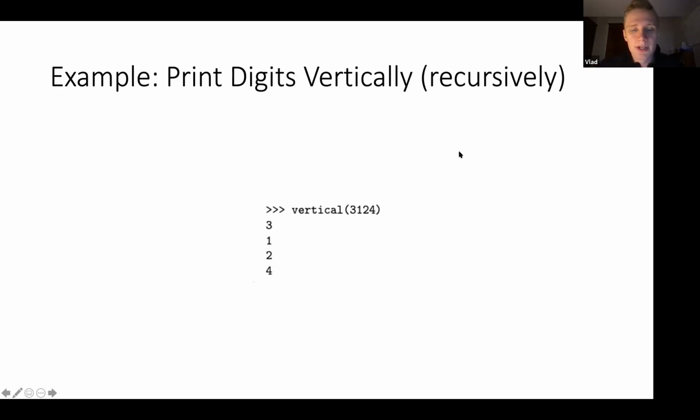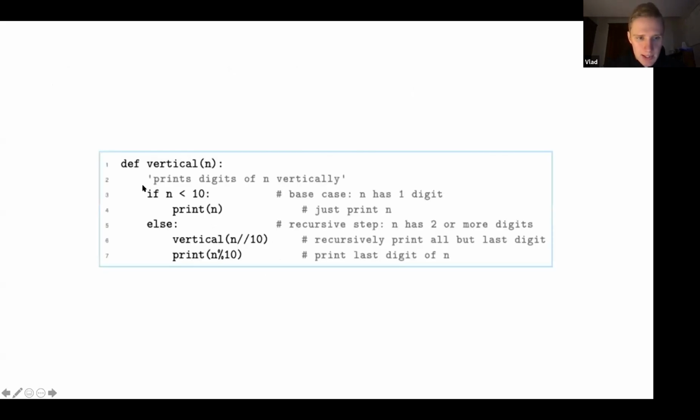Here we have printing digits vertically, but recursively. What we want to do is say vertical 3, 1, 2, 4, and we want to print 3, 1, 2, 4 by giving it an int. So here's how we do that. Remember again, we got our base case. So if n is less than 10, we know there's 1 digit left. And then we print n. That's all we do. We stop.